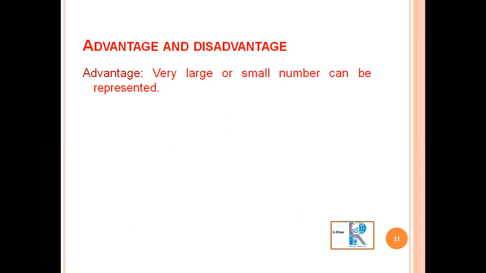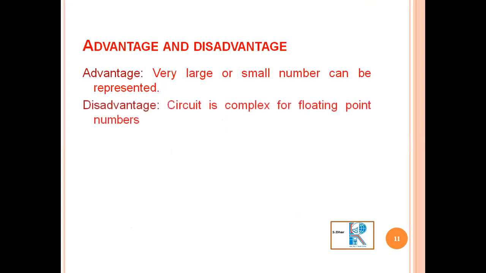similarly very small. If I use a negative sign bit, a very small number you can represent, where it is very difficult in the fixed point. Now, what is the disadvantage? If there is an advantage, surely there is some disadvantage. The disadvantage is that the circuit is complex. What type of circuit? Circuit for the arithmetic operation. It is very complex in case of the floating point representation. Clear? In fixed point, we easily know how to add two numbers, how to make the division, but in the floating point, it is very difficult. It is not so easy. Clear?